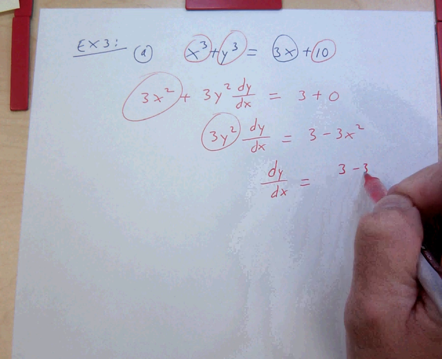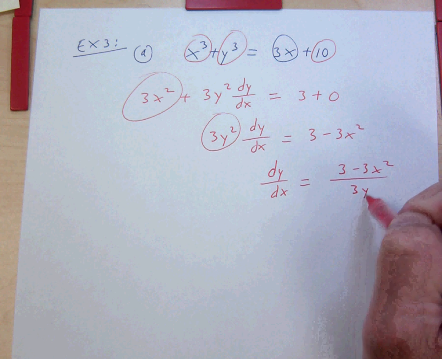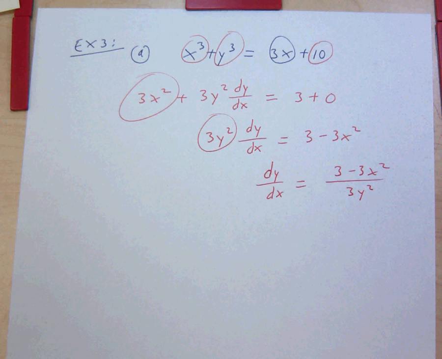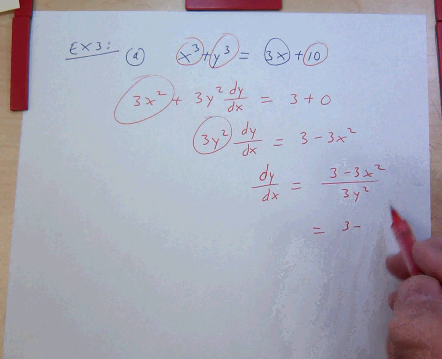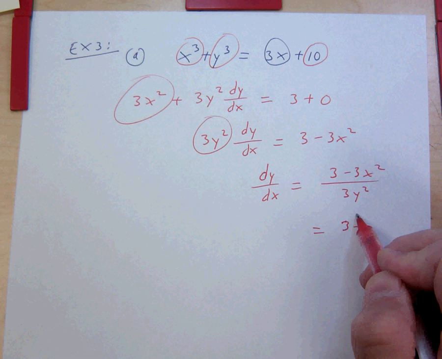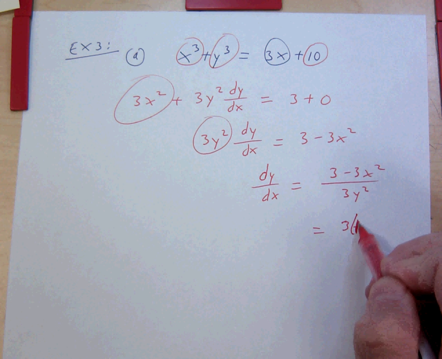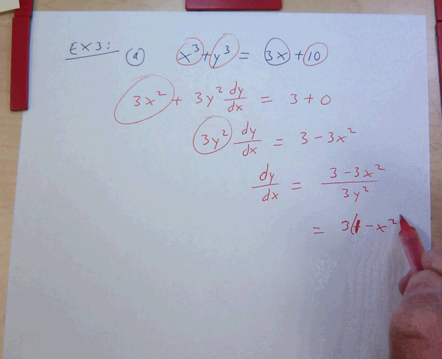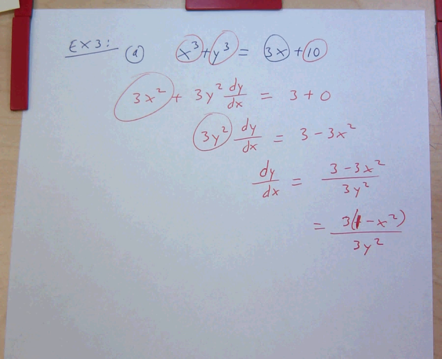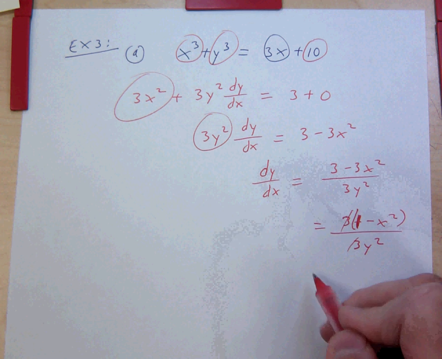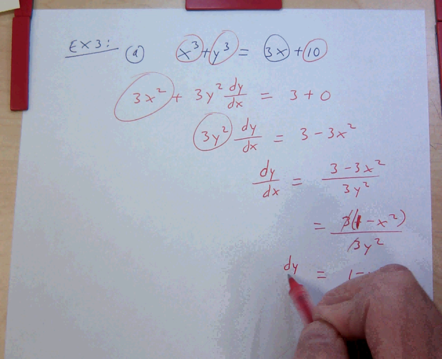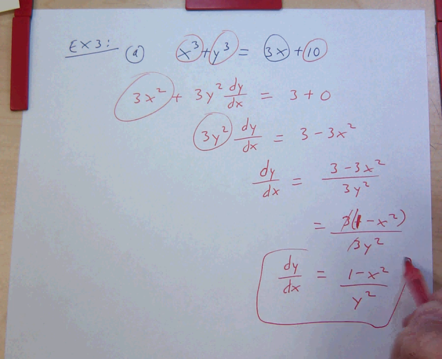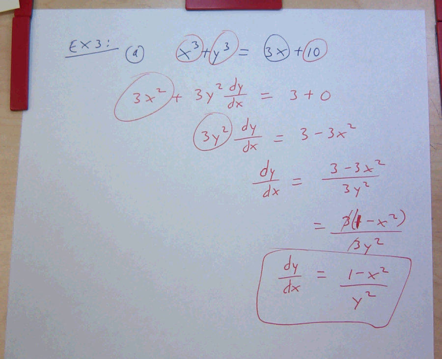And so if I divide by 3y squared, if there's something you can simplify, please do that. So I think you'll agree you can pull out a 3 on top, right? And then at that point, whoops, let me do that again. So it's 1 minus x squared, right? And then once you do that, you can cancel out the what? The 3's. Okay, so there's my derivative equation, right, for the given equation. Any questions on this? Okay.